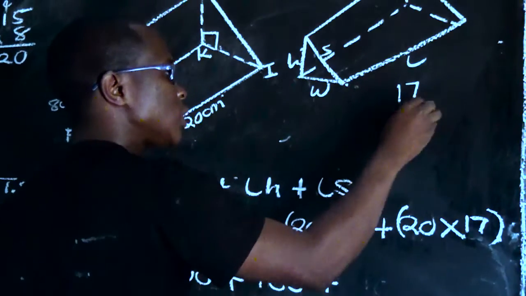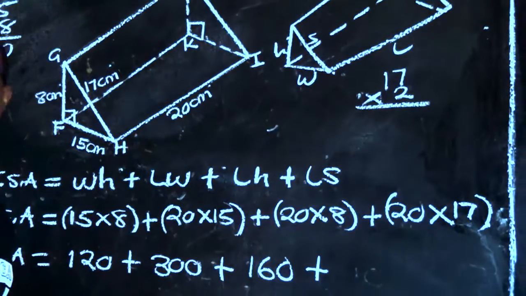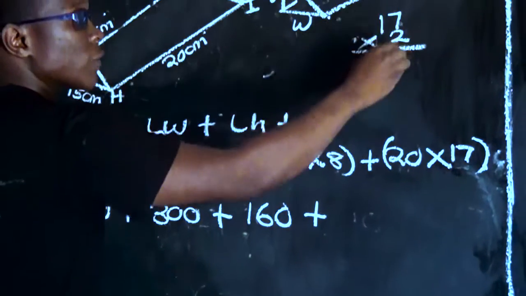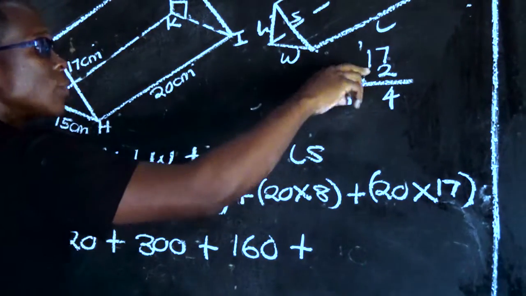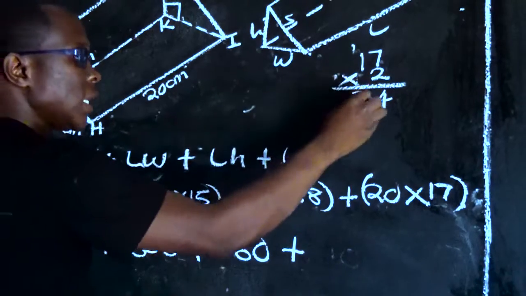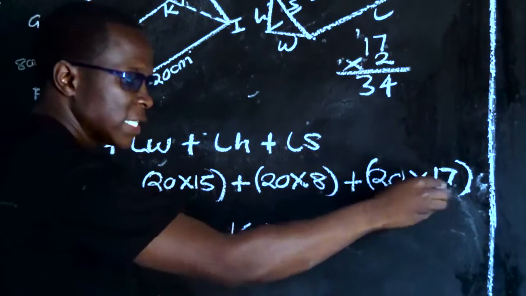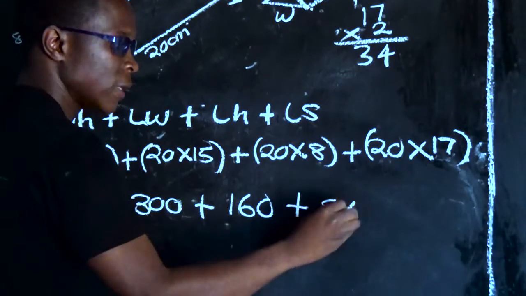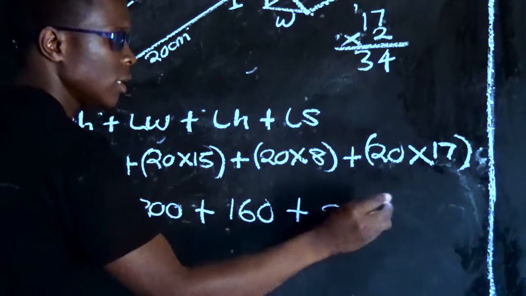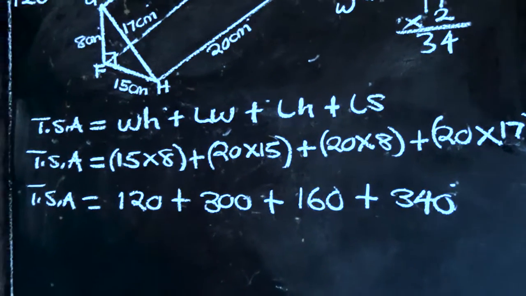17 times 2, okay? 2 times 7 is 14. 4 carry 1, 2 times 1 is 2, plus 1, you get 3. So 17 times 2 is 34. Then you add this 0 in. Are we together? Are we together?